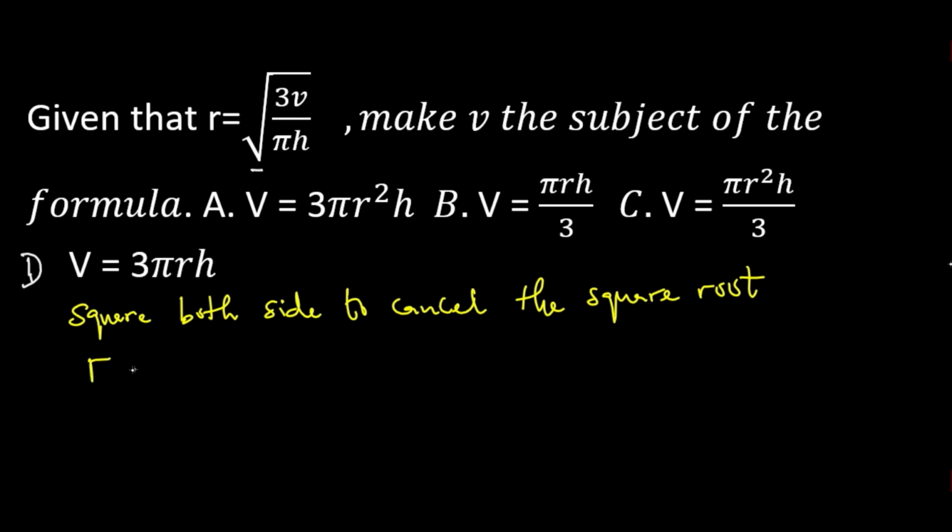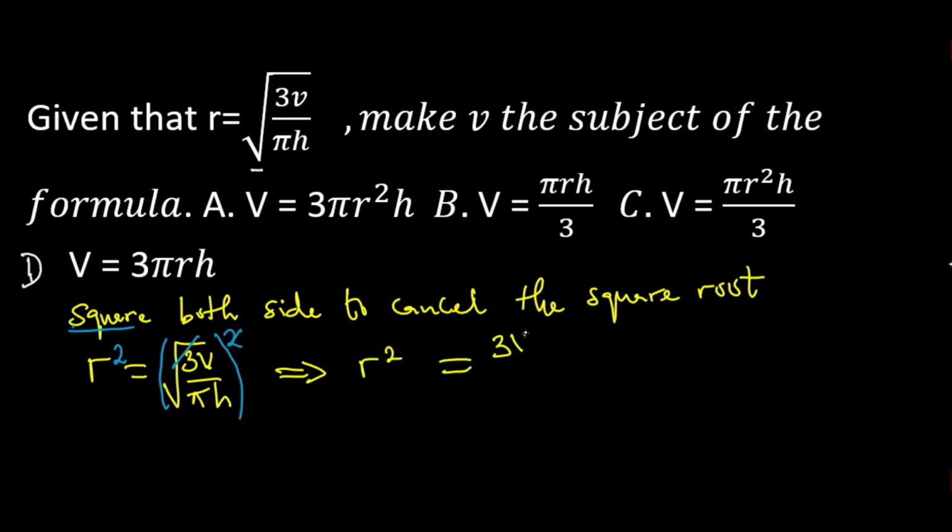So we write our equation down, then we square the left-hand side. We also square the right-hand side, in order to cancel the square root there. So we are left with r squared is equal to 3v over pi h. Okay, so now the next step is to cross multiply.